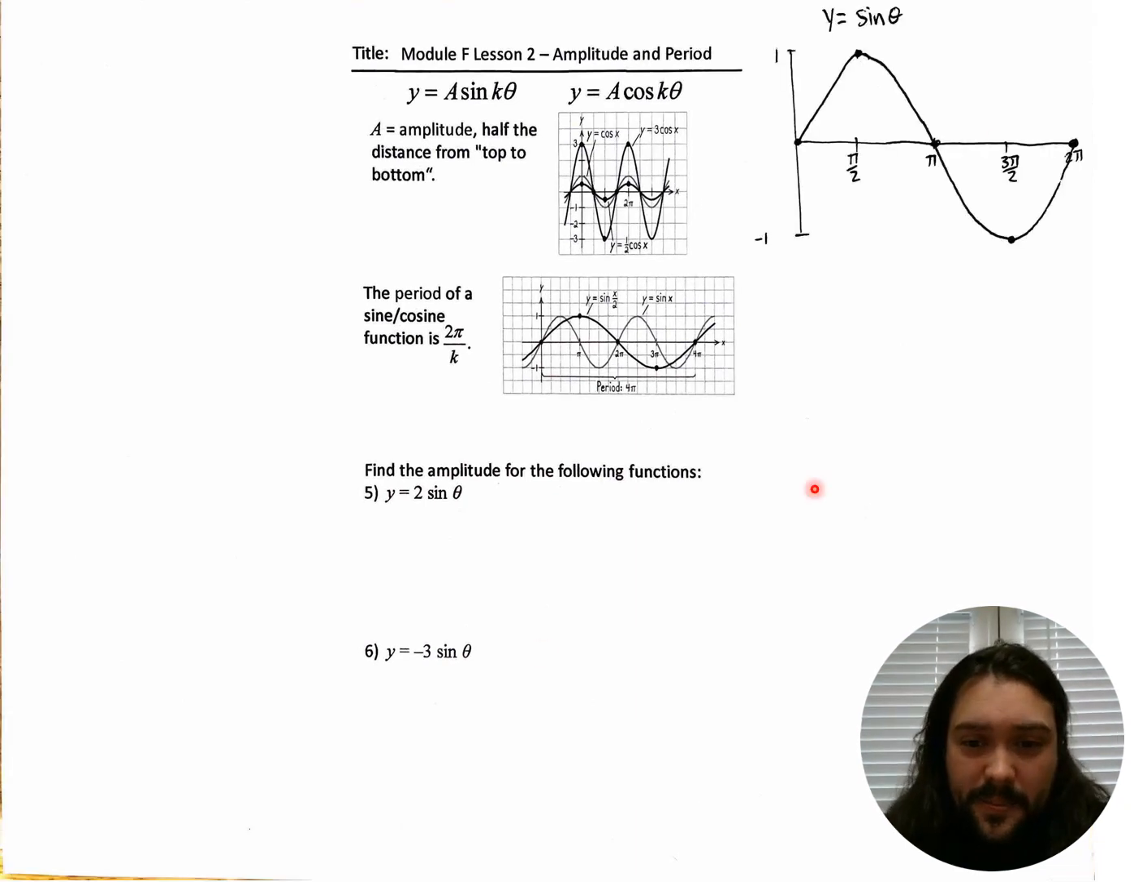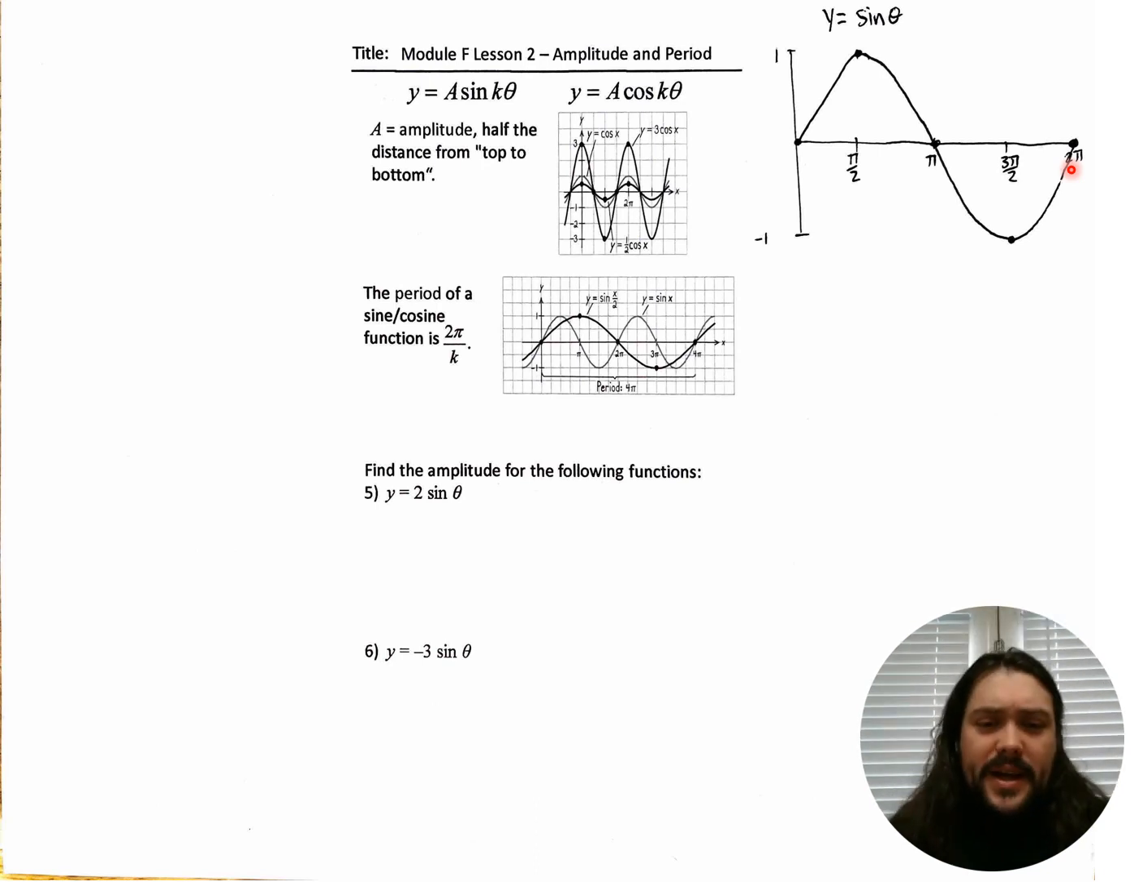So last time we graphed the sine graph. Now this is what your graph should look like. We started at 0, 0, then the sine of pi halves is 1, sine of pi is 0, sine of 3 pi halves is -1, and then sine of 2 pi is back again at 0.